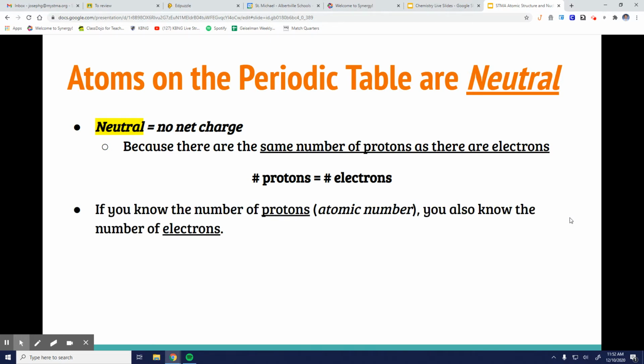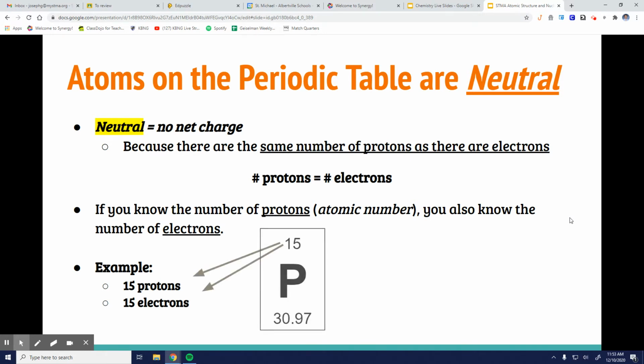If you know the number of protons, or if you know the atomic number, you're also going to know the number of electrons, which is a pretty good deal. An example: if an atom has 15 protons, it's going to have 15 electrons. Then we'd look at a periodic table and we'd see, ooh, element number 15, or atomic number 15, is phosphorus, right? And we knew that because we knew the number of electrons, we knew the number of protons, and that way we could figure out the atomic number.